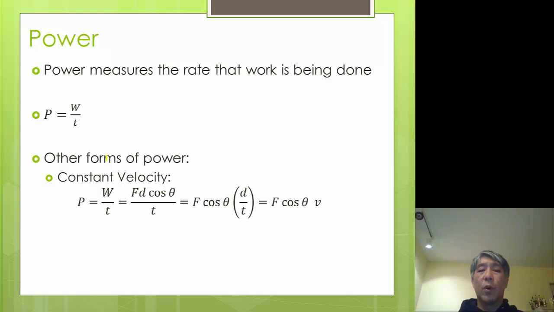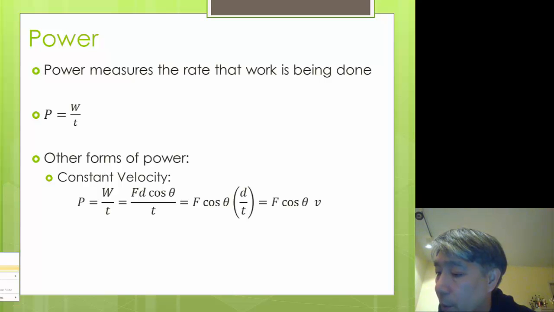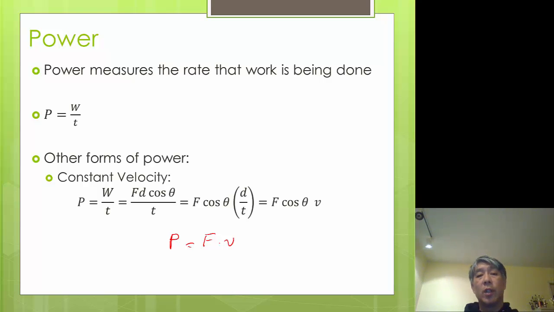Instead, we have this formula because I can make a substitution for work. Work is the force times the distance times the cosine of theta if my force and displacement are not parallel. And with a little bit of manipulation, I end up with power is equal to force times the cosine of the angle between them times velocity. Understand that this is not the formula that we have in the data book. The data book just has the formula in this format, but there is a cosine theta associated with this if my force and my velocity or displacement are not parallel.